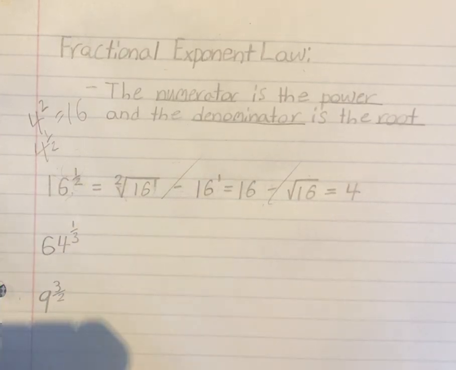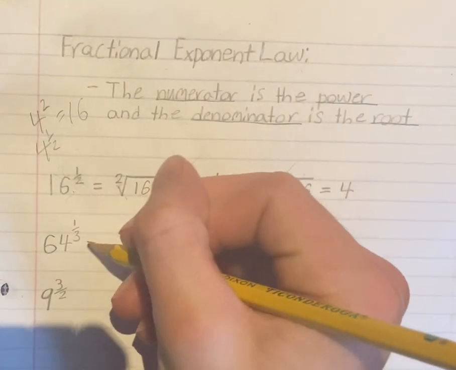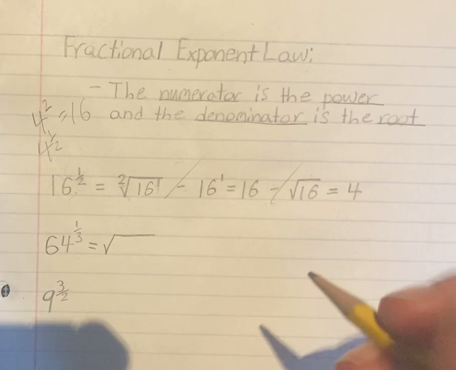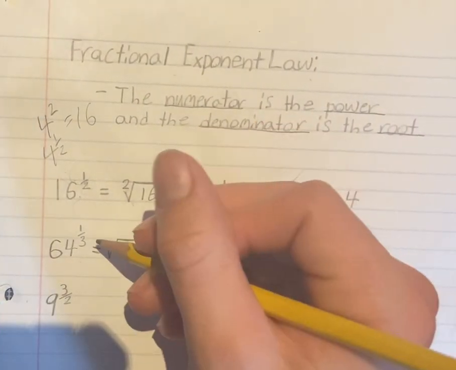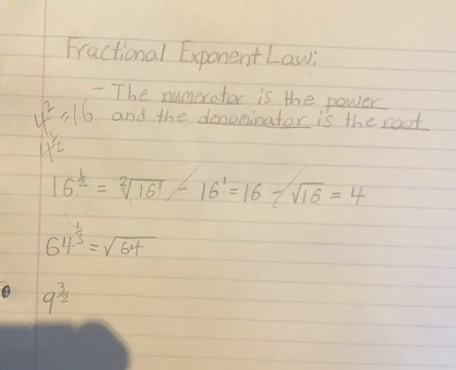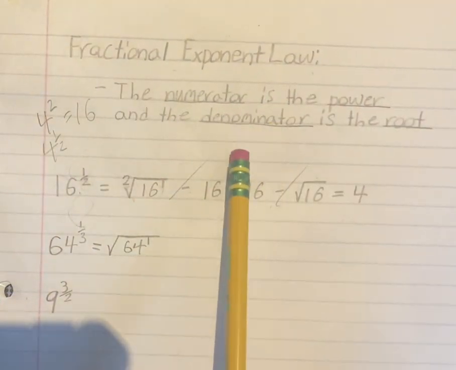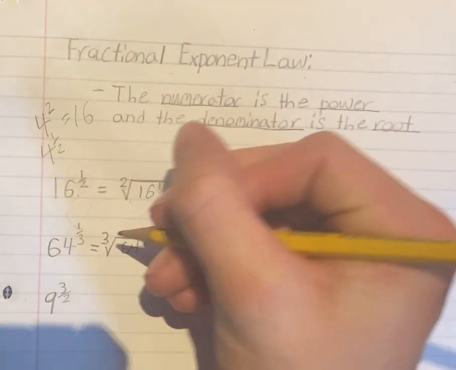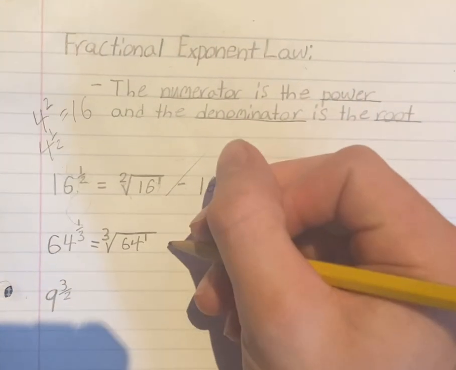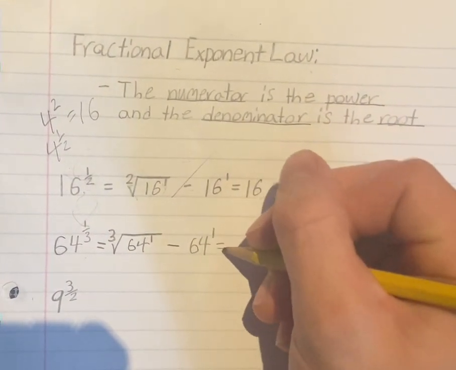It's a very simple process, but now we have here 64 to the power of 1 over 3. Now let's write that out here. Our numerator is 1. So 64 to the power of 1. Now, since it's a 3, we're going to cube root it. So the 3 goes right here. 64 to the power of 1 equals 64.